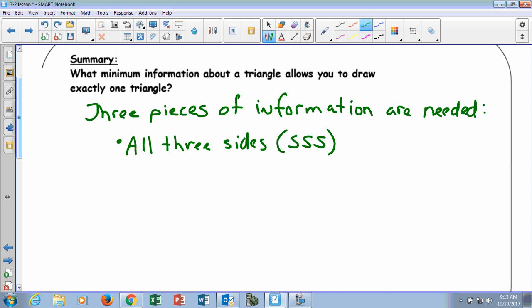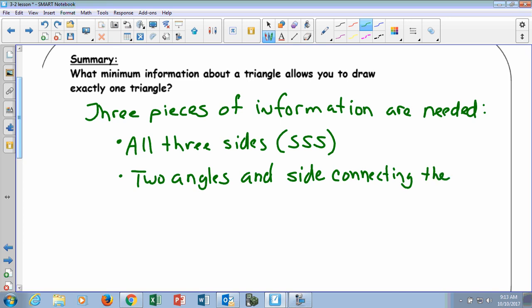If all 3 sides are the same as another triangle, what also has to be the same? The angles. Good. Okay. You could have 2 angles and the side connecting the 2 angles. And we call that angle, side, angle. Okay, which kind of means this.